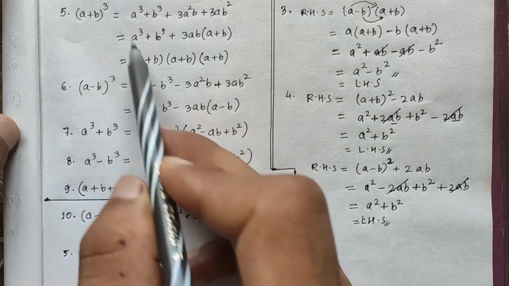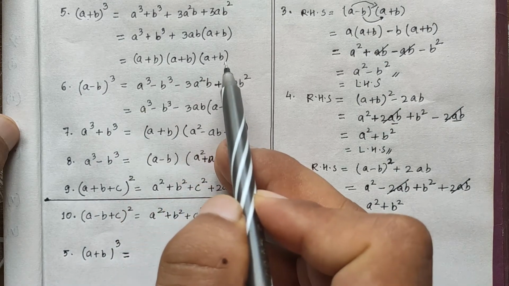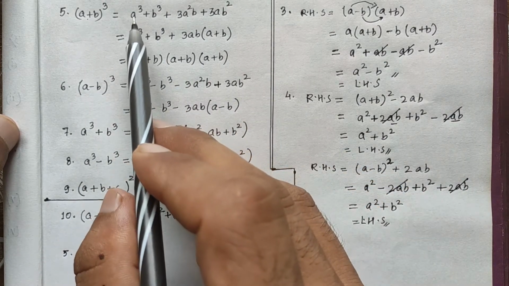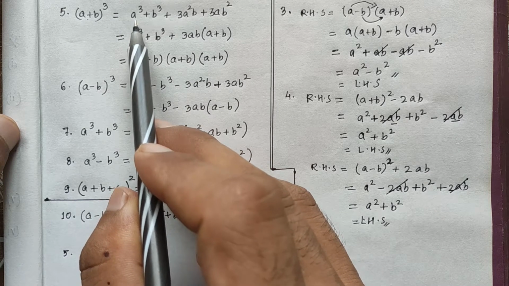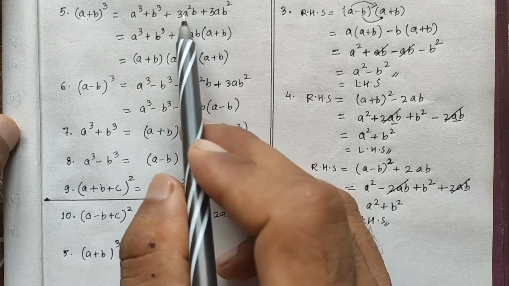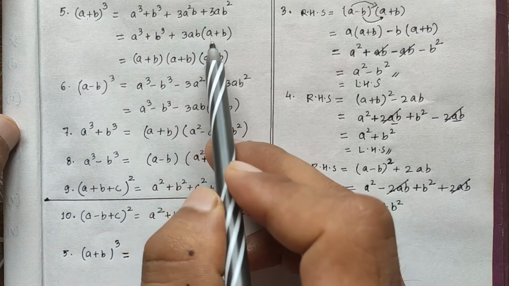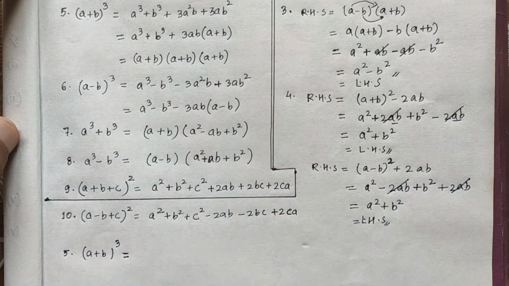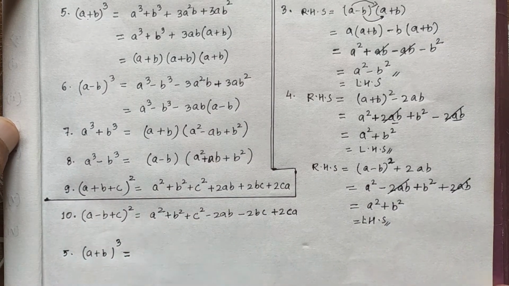If you write here x cube, then it becomes x times x times x. Okay, and that's the simple one. And then we will find this one, a cube plus b cube plus 3a square b plus 3ab square, and then while we take here common 3ab, a plus b remains here. These two are similar. Okay, so let's start.